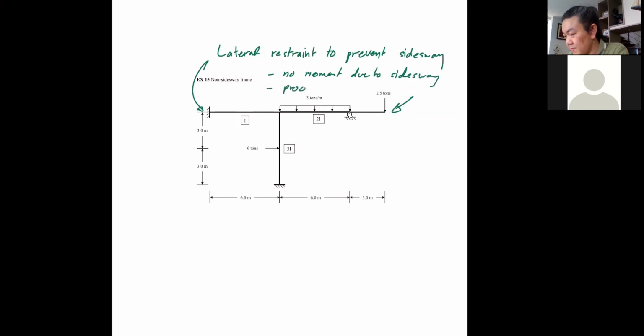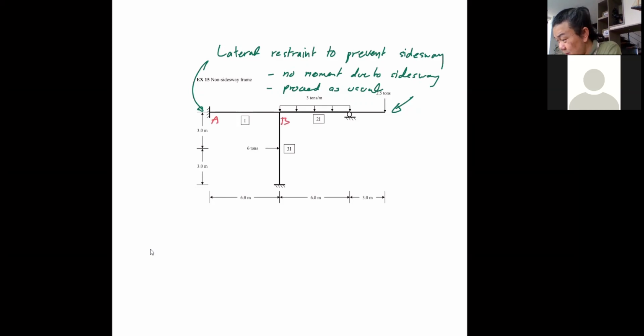So we can proceed as usual, because you should realize by now that moment distribution is the method that was built to solve the indeterminate beams by introducing the mathematical approach to help solve the slope deflection equations. So if we know that there's nothing to do with side sway, we can just proceed and fix this. Okay, and you just go ahead and calculate the relative stiffness and so to get the distribution factor.